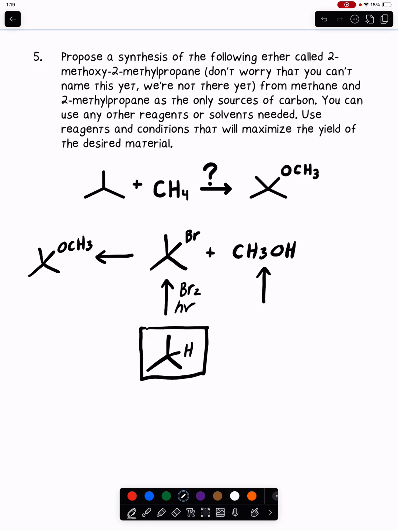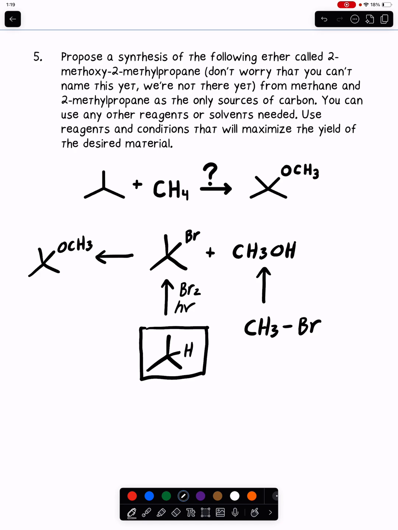So I'm just asking myself, how can I make an alcohol? Well, you could do it via SN1, not in this case. You can also do it via SN2. But if I'm doing this via SN2, that means this must have had a good leaving group. So I'm going to randomly choose bromine here. I could have chosen chlorine if I wanted to. In this case, it wouldn't matter.